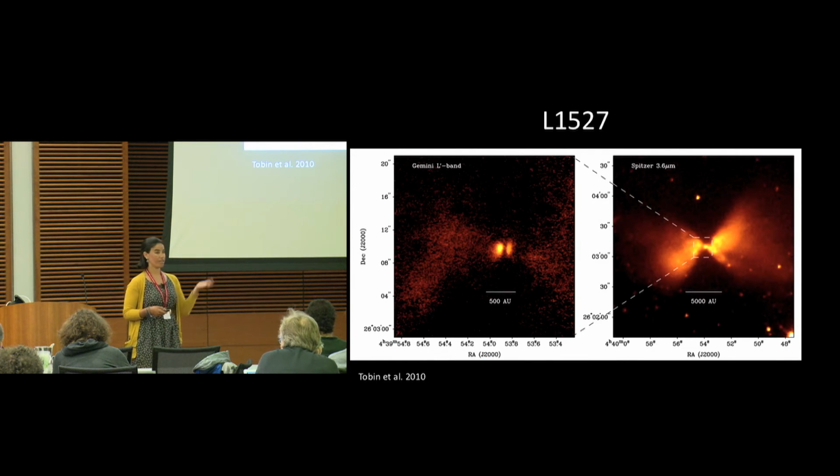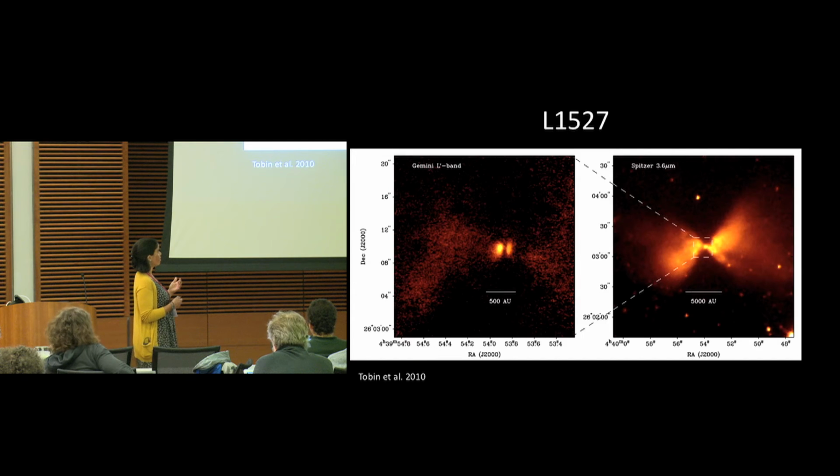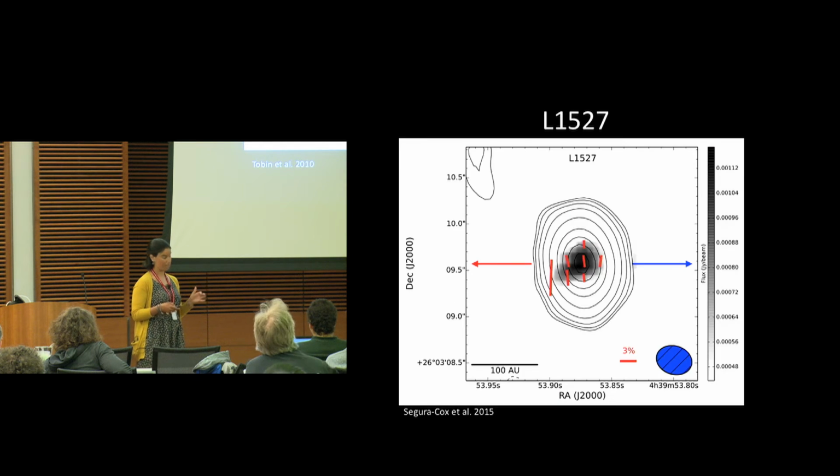Switching gears a little bit, L1527 is another class zero source, not in our survey. This source is actually in Taurus, but it's very well studied. So we want to compare our results with different wavelengths and see how the magnetic field changes over a regime of wavelengths. So over on the right, you have this Spitzer image, see the nice outflows, and then you have higher resolution Gemini imaging, which really clearly shows you the disk. So this has a confirmed disk.